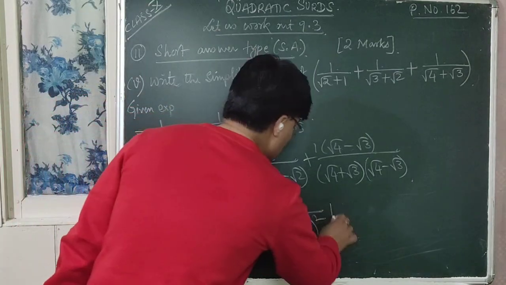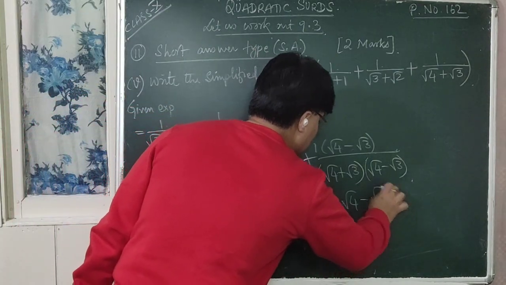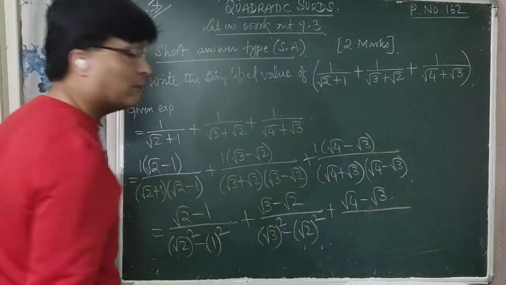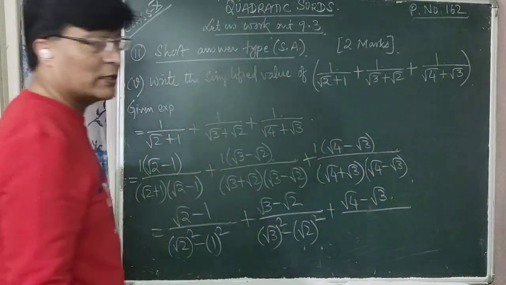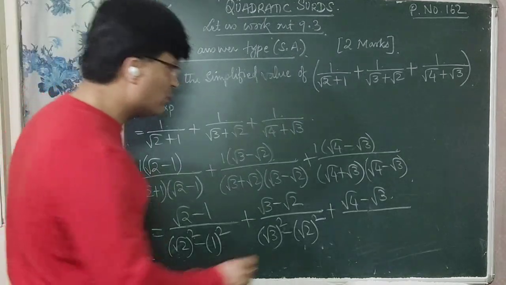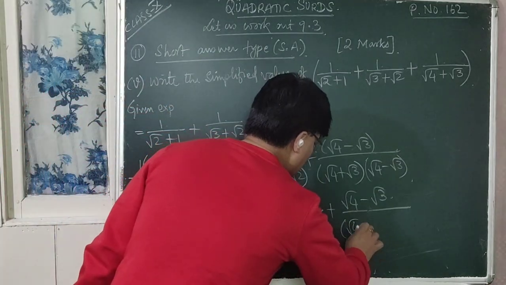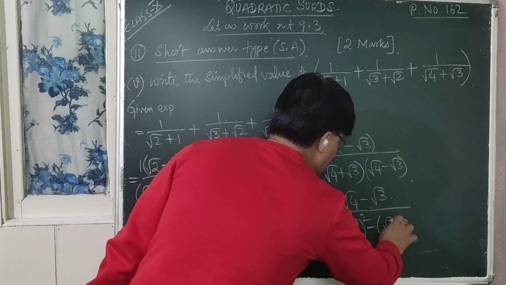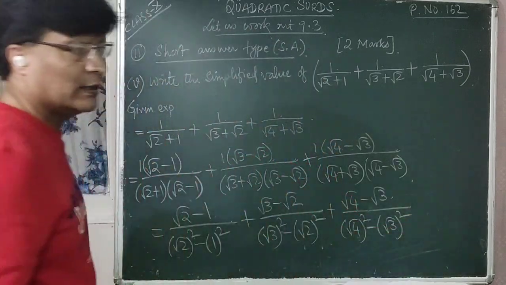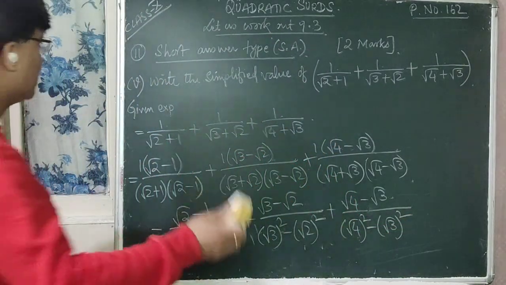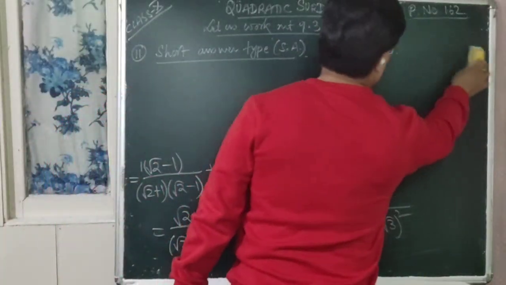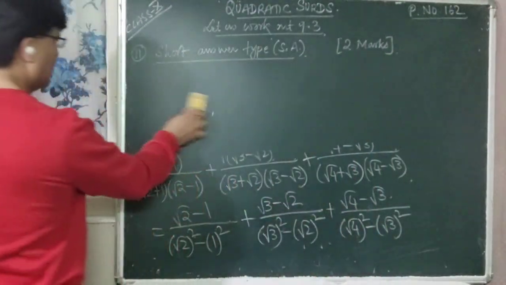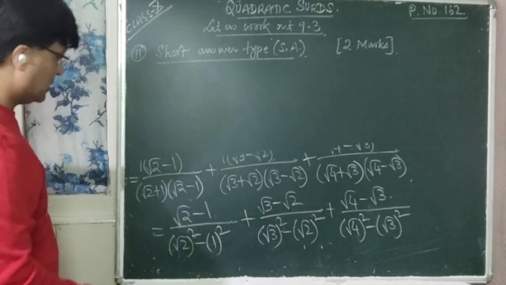Then plus 1 into (root 4 minus root 3) whole divided by, now this is again a plus b into a minus b. What is the formula? A square minus b square. So it is root 4 whole square minus root 3 whole square. Is that clear? So now let's simplify it. Now you can easily simplify it. We have done this type of problem already, isn't it?